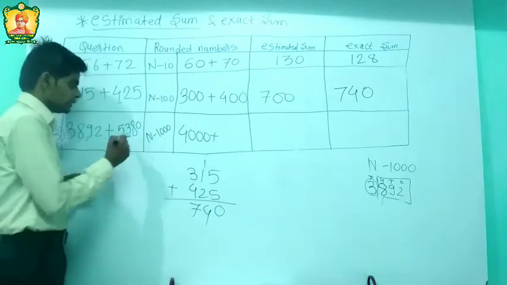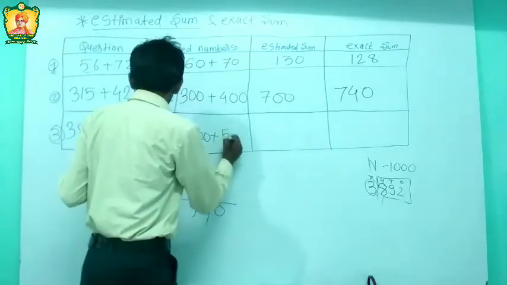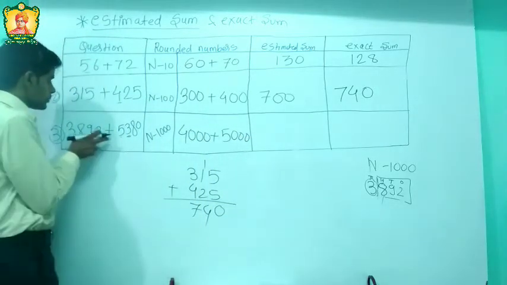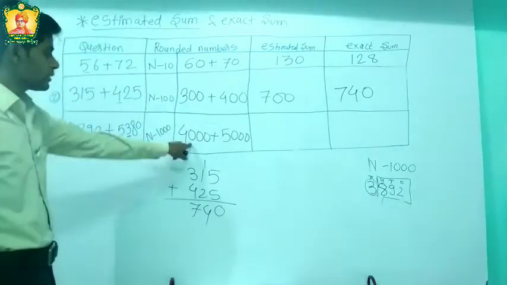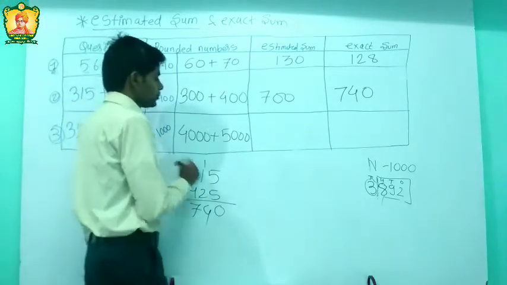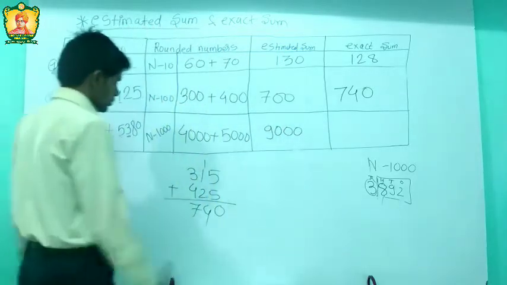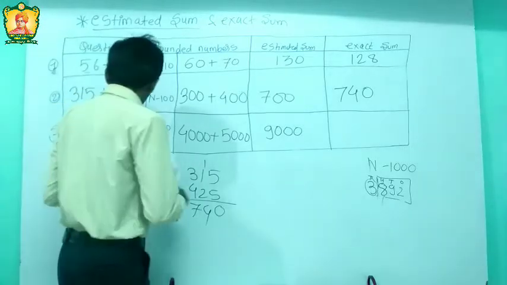Look here, okay, now look here, 5380, 3 rounded down, so we will write 5000. ओके, बस आपको यहाँ पे राउंडिंग ऑफ करना है. Now we have to find out the estimated sum of these numbers, so just add it. 5 plus 4 gives us 9, so it is 9000.